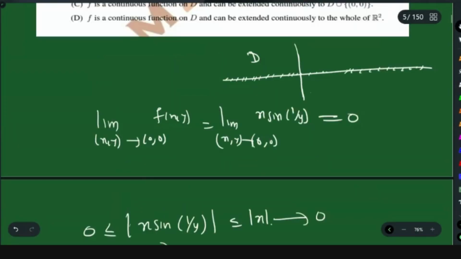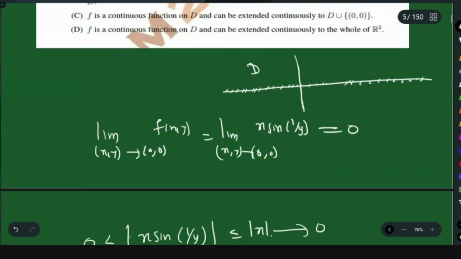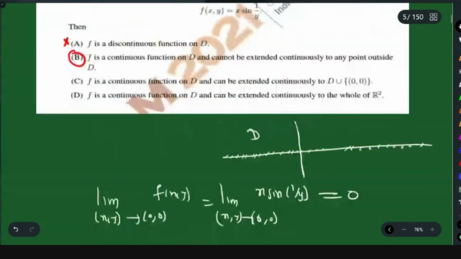So the limit at (0, 0) exists. So you can make it a continuous function on D union (0, 0). That is fine, right? The same function you can extend continuously on D union (0, 0). So what do you know about the second option? The third option is correct. What about the second option now? It is wrong, because the second option says it cannot be extended continuously to any point outside D. But we have already achieved that this is continuous on D union (0, 0). So the third option is correct, and automatically the second option is wrong.